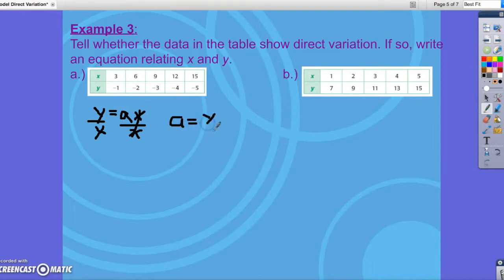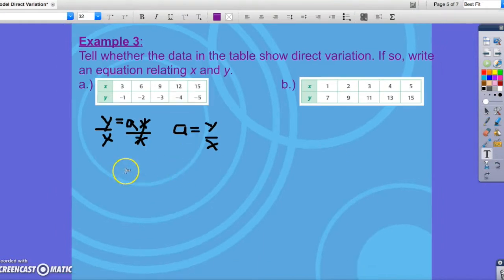So what's that telling me? It's telling me if I take, now we don't have A, we don't have the constant, but if you look at the chart, I have a table, I have X and Y. So what I'm going to do is I'm going to actually find A, the constant, or slope, if you want to think of it that way, and see if it's the same for each of them. If it's the same for each of them, then it is a direct variation. So we're going to take a look at each one.